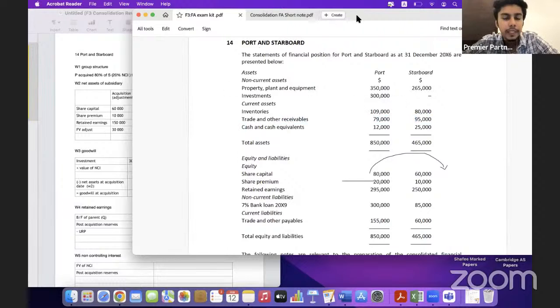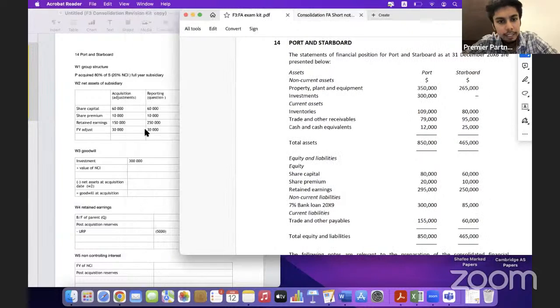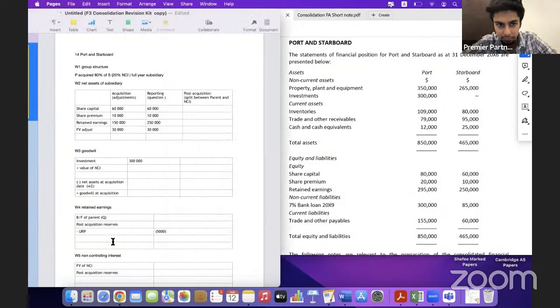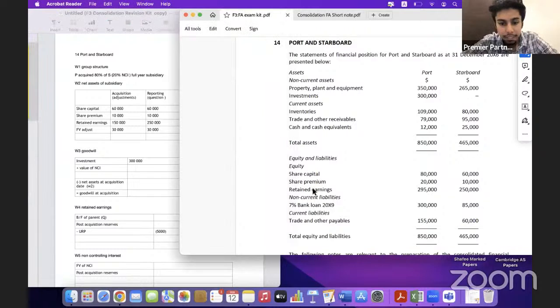Right. Share capital of parent. Normally, guys, remember, share capital of the parent is not taken to these workings. Normally share capital of parent and share premium of parent go to the SOFP directly. We don't copy it into any of these workings you see here on the screen. Okay, right. Retained earnings of parent. This we have to take.